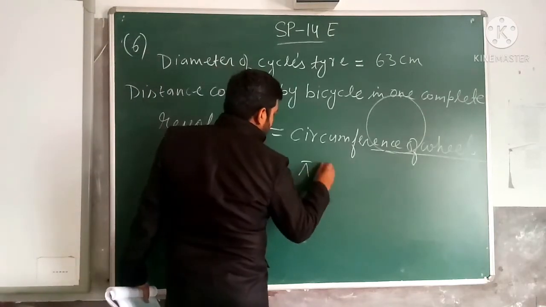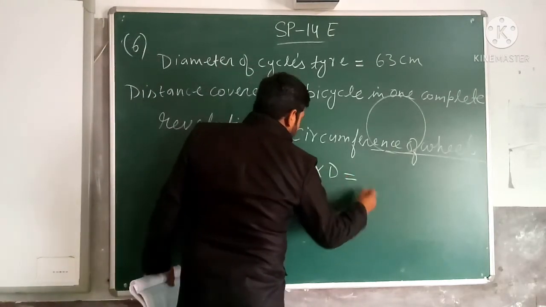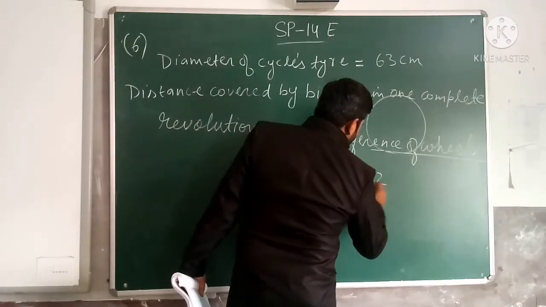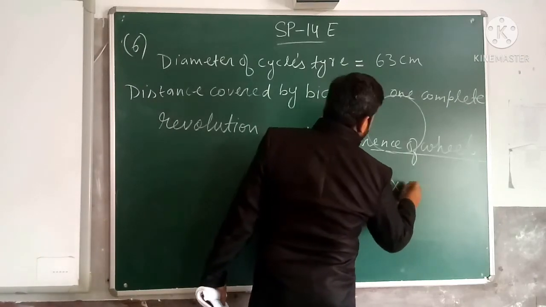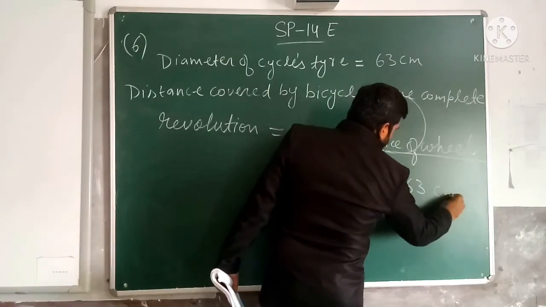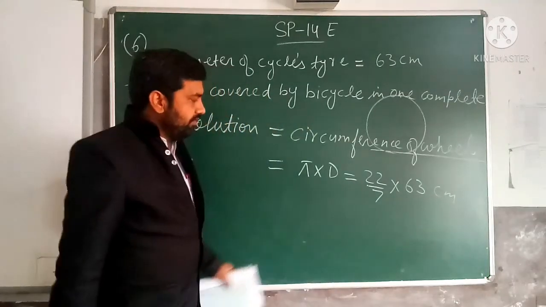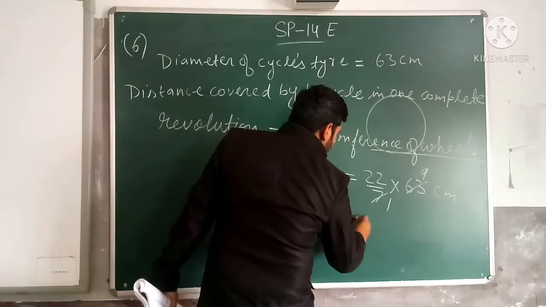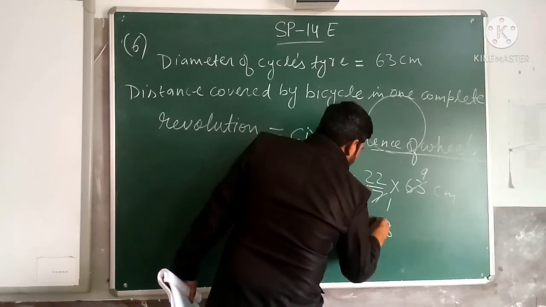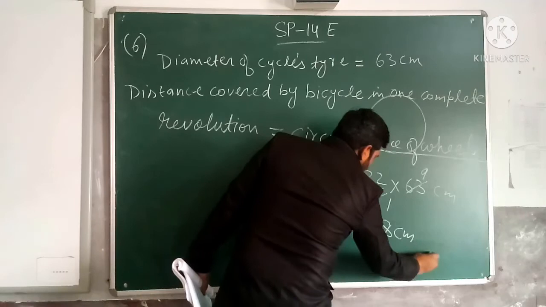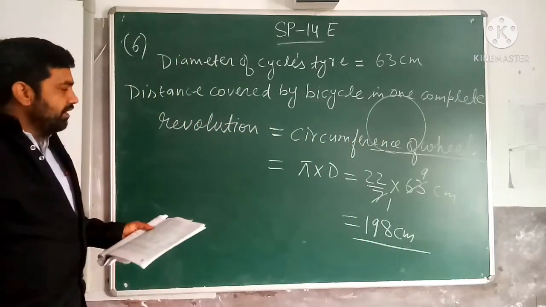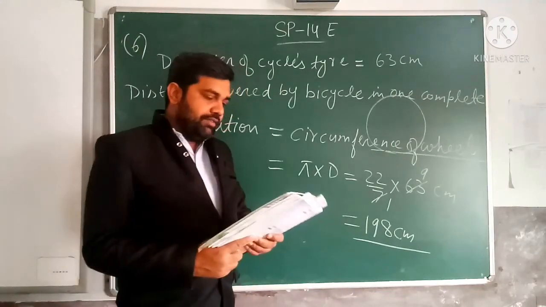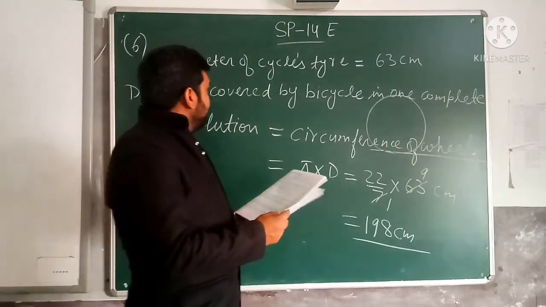So what do we write? Pi into d. The value of pi here we are asked to use is 22/7, and the diameter given is 63 centimeter. Now see, the 63 will cancel with the 7. 7 nines are 63. So what did you get? 9 twos are 18, 9 twos are 18, so 198 centimeter. So how much distance will the wheel cover in one revolution? The cycle will cover in one revolution 198 centimeter.